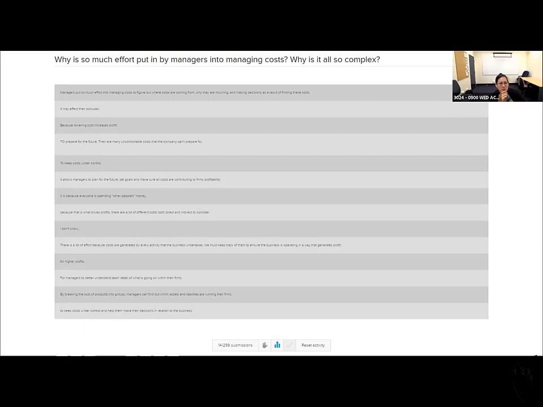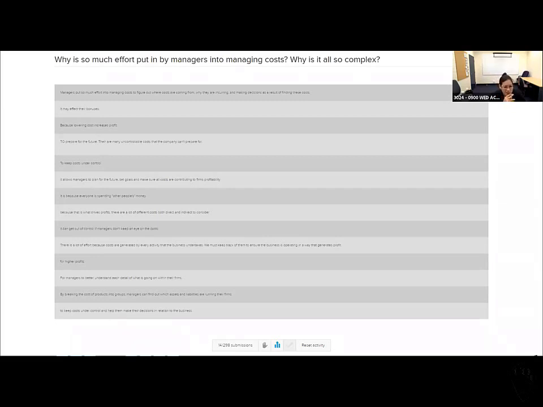Okay, so managers put so much effort into managing costs to figure out where costs are coming from, why they are incurring, and making decisions as a result of finding these costs. So that's very good. That answer also indicated that there is a lot of complexity, which was part of the question. Why is it all so complex?